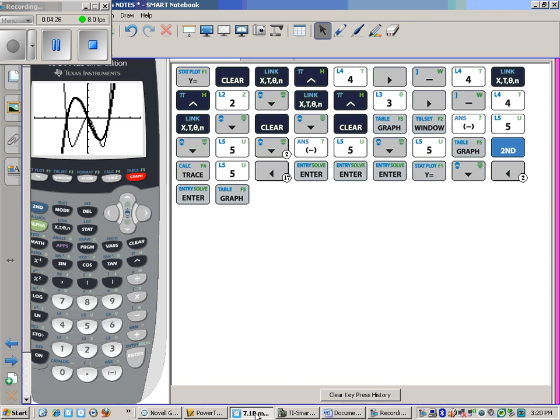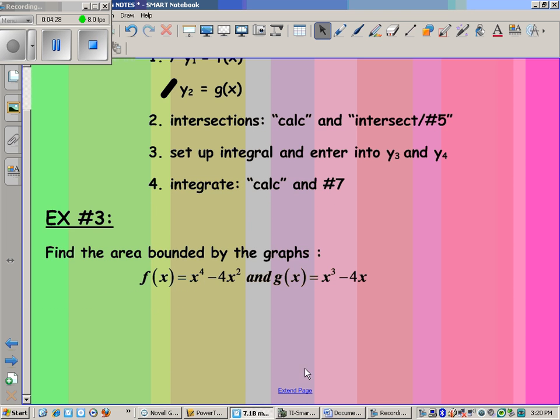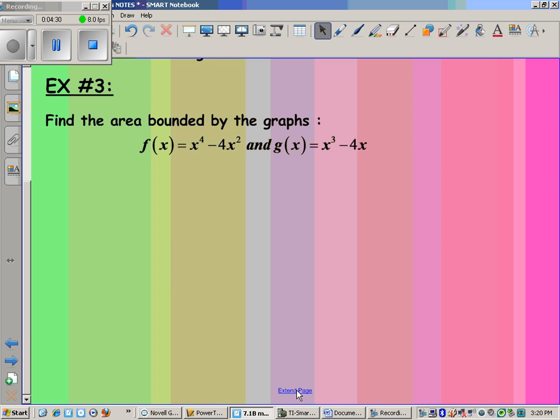So if I go back and set up my intervals, what would my intervals look like? We have from -2 to 0, g of x was the greater one, right? My thicker line.